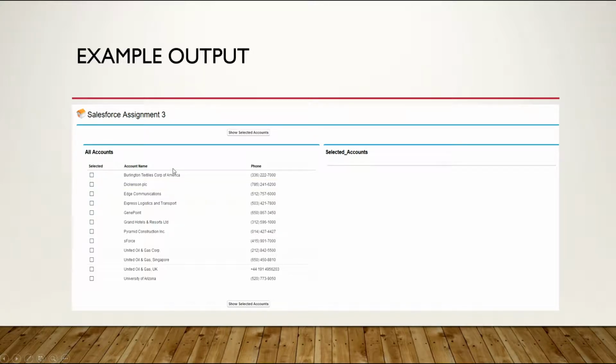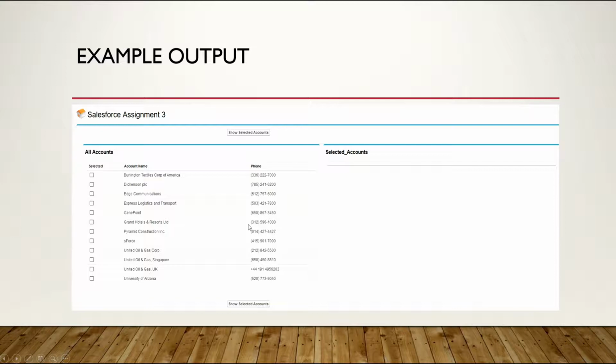So what we have here are two tables. We're ultimately going to have two tables here. As you can see on the left hand side, we have a table that consists of all of the accounts. In this table, we have three columns: selected, account name, as well as the phone number.